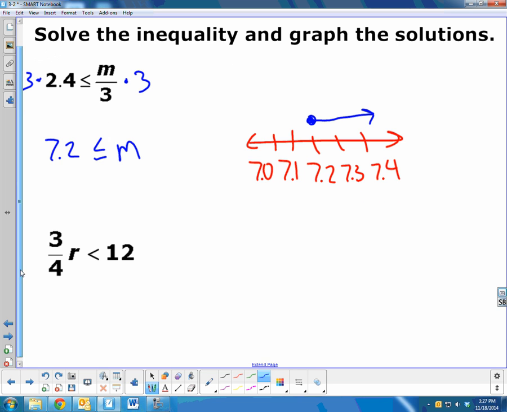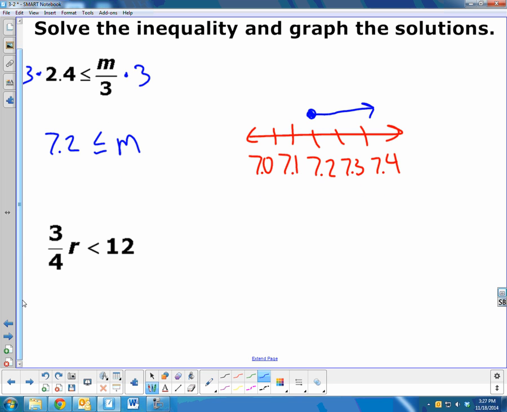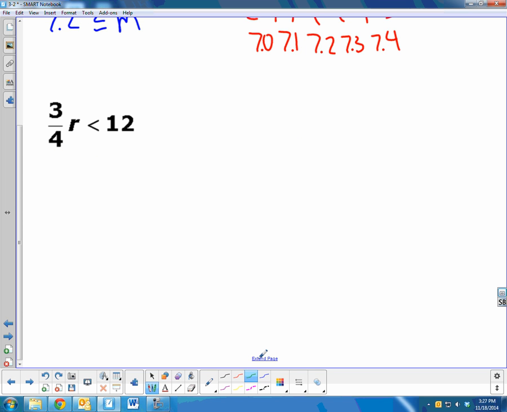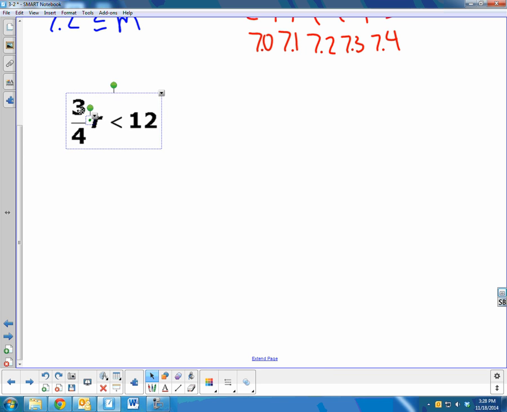Same thing here. We've got 3/4 r is less than 12. So if I'm going to solve that inequality, I'm going to have to do the inverse operation. So since it's 3/4 times r, you've got a couple options here. You can either divide both sides by 3/4. That'll work. Divided by 3/4. In which case you'd have to take the reciprocal of the second fraction.